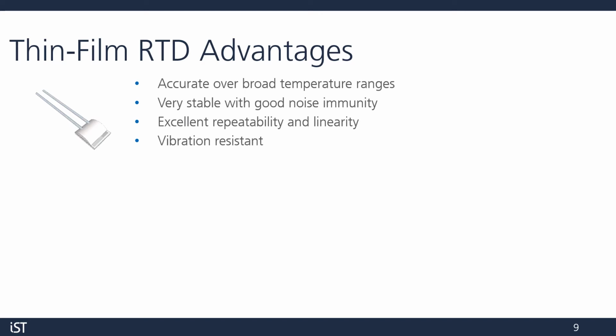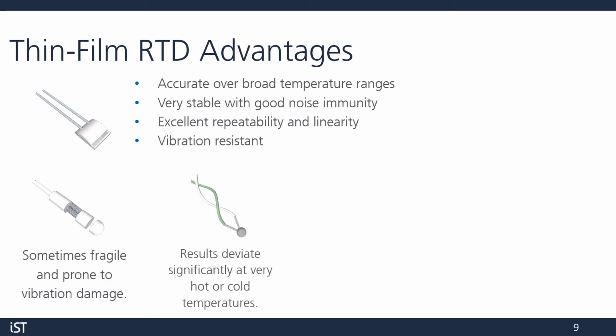The thin film RTD is one of the most accurate sensor types and covers a broad temperature range. They are very stable, demonstrate good noise immunity, have excellent repeatability and linearity, and are very vibration resistant. Let's see how the thin film RTDs compare to some other sensor types. When compared to wire-wound RTDs, thin films are less fragile and more vibration resistant.